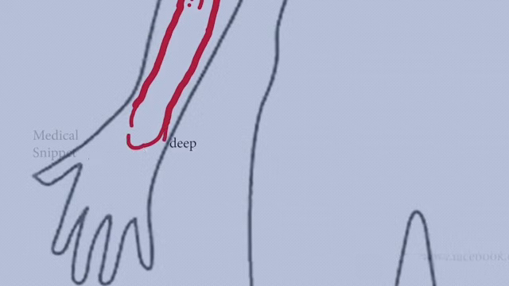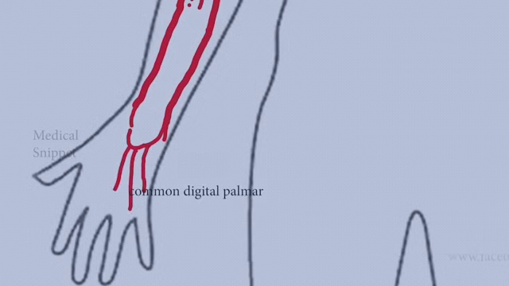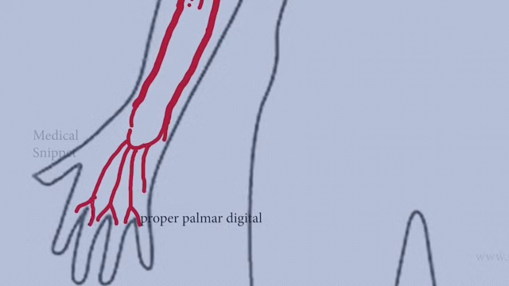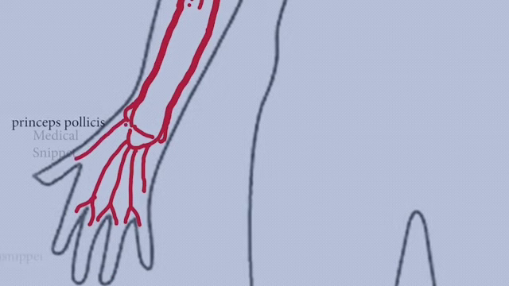The superficial branch forms the superficial palmar arch, which gives rise to four common digital palmar arteries, which in turn give rise to proper palmar digital arteries. The radial artery continues as deep palmar arch, and anastomoses with deep branch of ulnar artery. The deep palmar arch gives rise to princeps pollicis artery and radialis indicis artery.